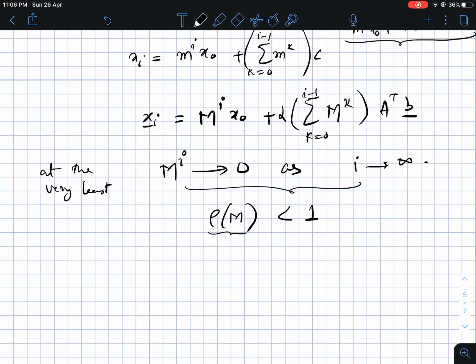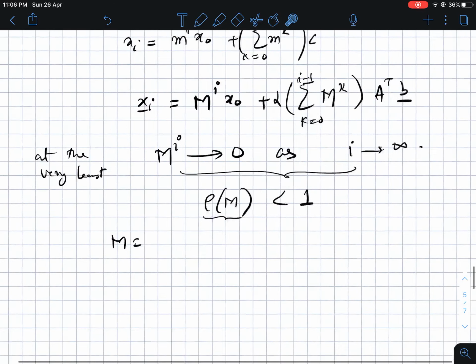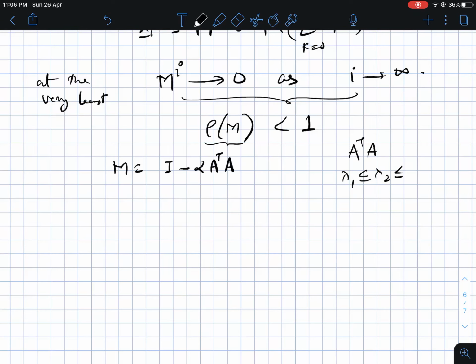Well, what is the spectral radius of M? To get that answer, we need to know what are the eigenvalues of M. So let's recall what M is. The matrix M was this one, right? I minus alpha A transpose A. So let me write that down here. It's going to be I minus alpha A transpose A. Okay. So suppose the eigenvalues of A transpose A are lambda 1 to lambda n. Let us assume in ascending order. So lambda 1 up to lambda n. These are the eigenvalues of A transpose A.